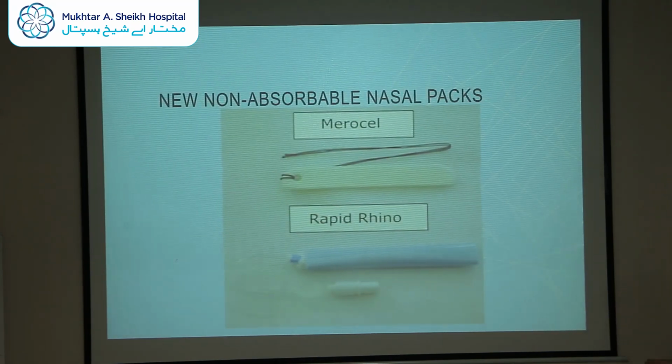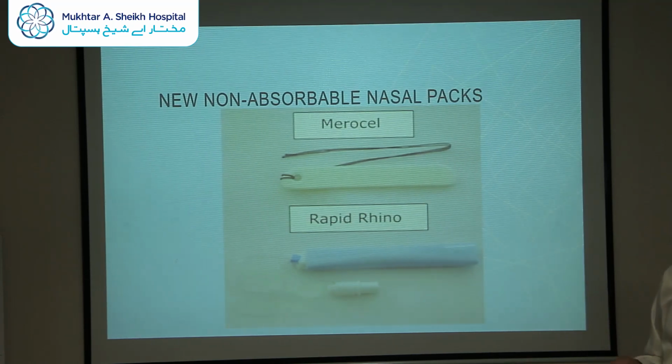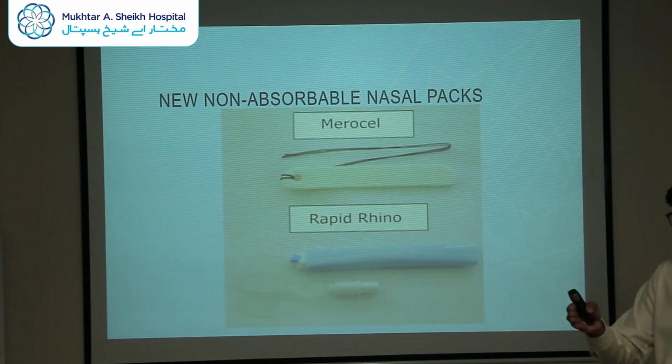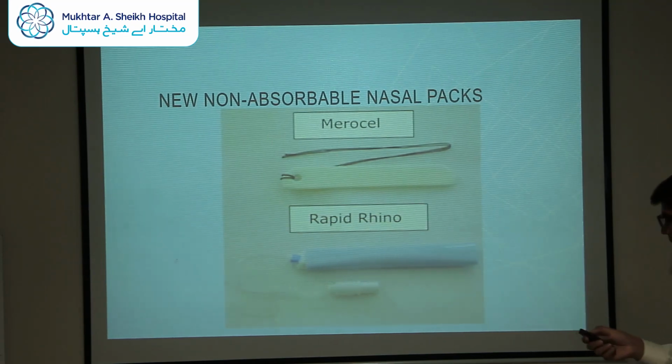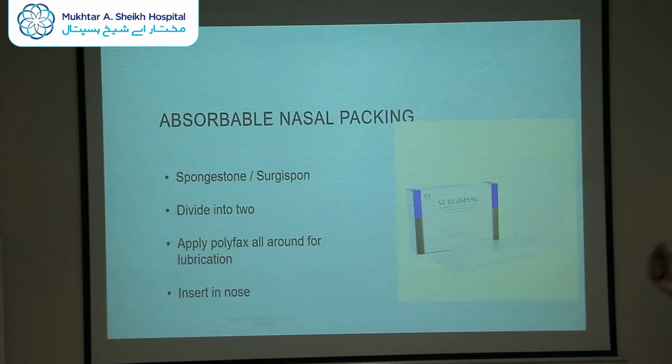And then we have new non-absorbable nasal packs which are really nice. This one is Miroseal. This is a sponge-like material. It is thin. When you place it in the nose, it absorbs blood and then it swells up and places compression on the bleeding site. And then there is the Rapid Rhino. It has a cuff similar to the ETT cuff. You instill saline in it and it causes swelling of the pack. These are easier to place and easier to remove and less uncomfortable as compared to the conventional nasal pack.